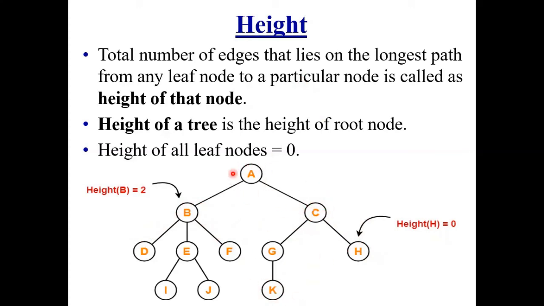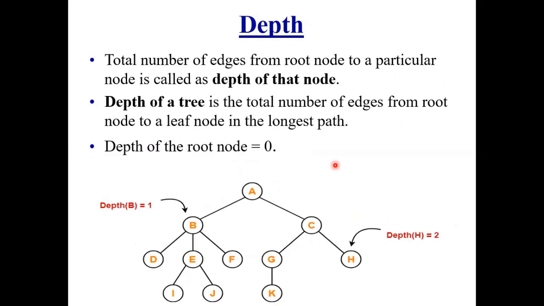So what is the height of this root node? So I have three longest paths. One is A, B, E, I. Second one is A, B, E, J, and A, C, G, K. Again, these three paths are the longest paths. So again, the height is what? 3. So what is the height of the tree? That is 3.